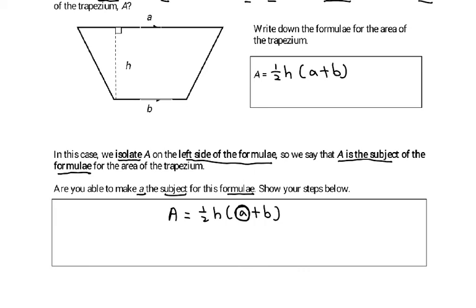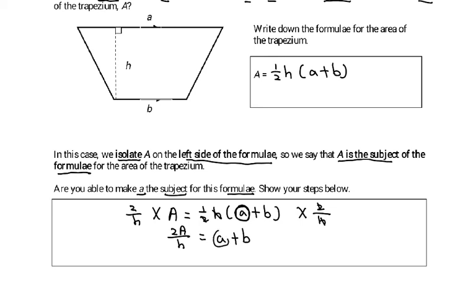So first, how do I remove half h? I can actually times both sides by 2 over h. So in this way I can cancel the 2, cancel the h, and I'm only left with A plus B. And here we have 2A over h.